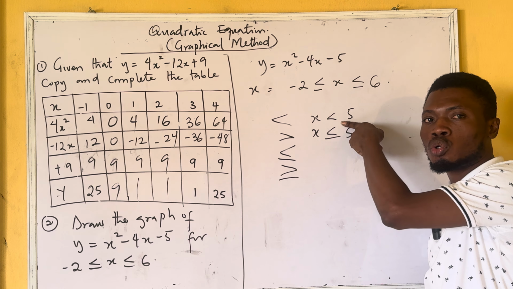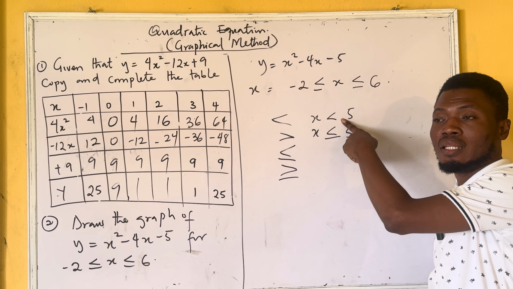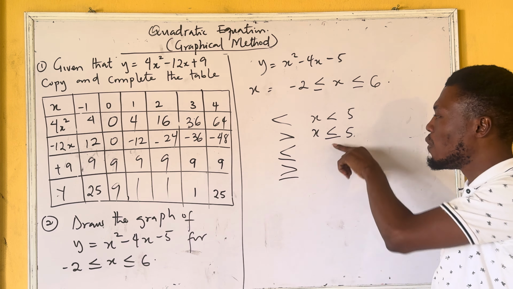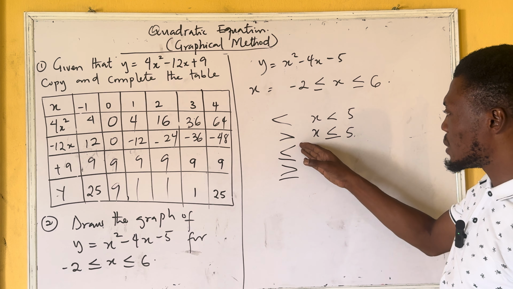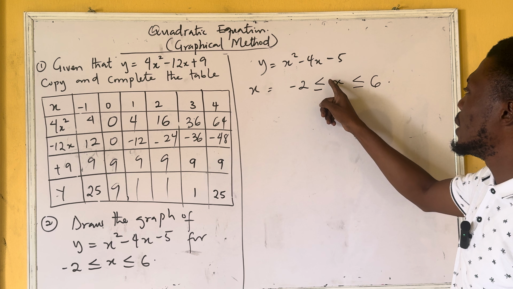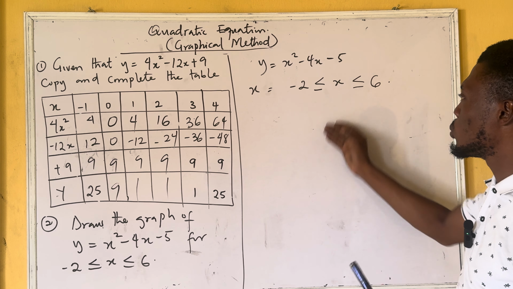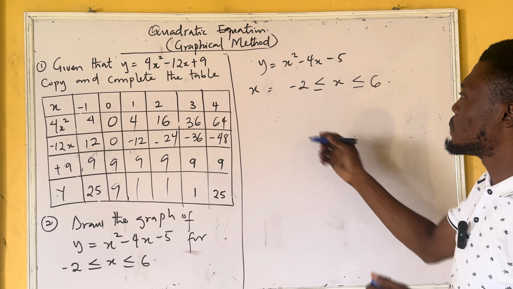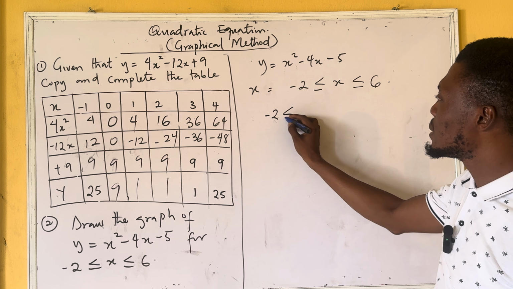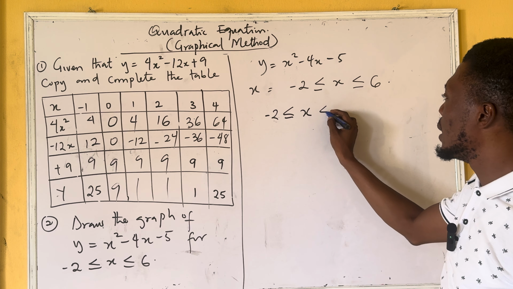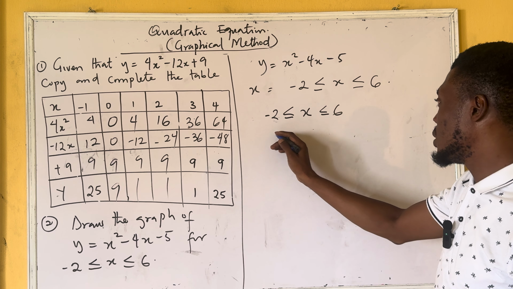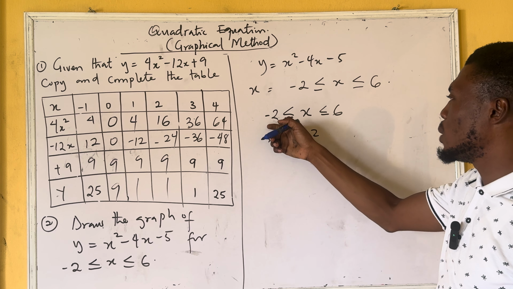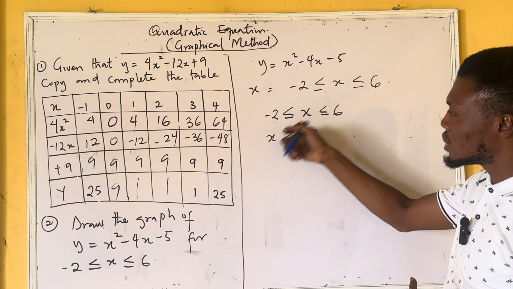In this case, I will not include 5 because there's nothing like less than or equals to. So I'll stop at 4. But because of this guy, I will stop at 5. Same is applicable to this guy. So which means that here I have less than or equals to, so I need to include. So if the range of value for me is from minus 2 less than or equals to x less than or equals to 6, I can change that. If minus 2 is less than or equals to x, that means x is greater than or equals to minus 2.